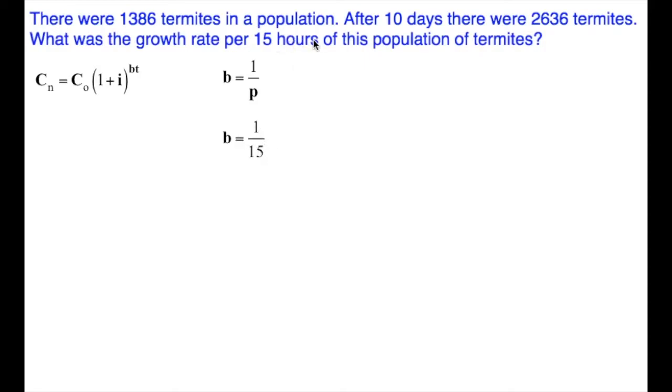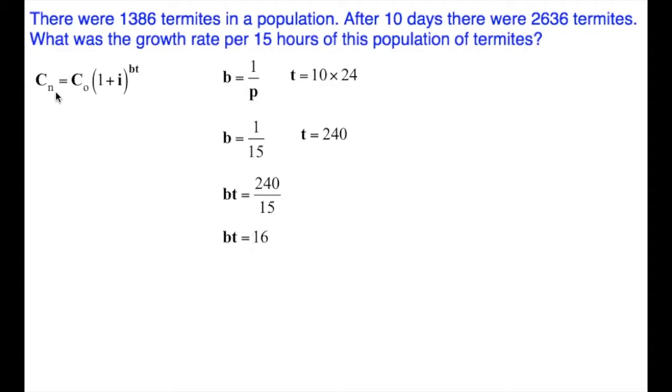I'm just going to deal with this in hours because it's going to be a lot easier. 10 days, 24 hours a day, 24 times 10, 240. Our time is 240 hours, and our period is in hours, 15 hours. So we're going to multiply these two together. So 1/15 times 240, which gives us 240 divided by 15, which is 16.